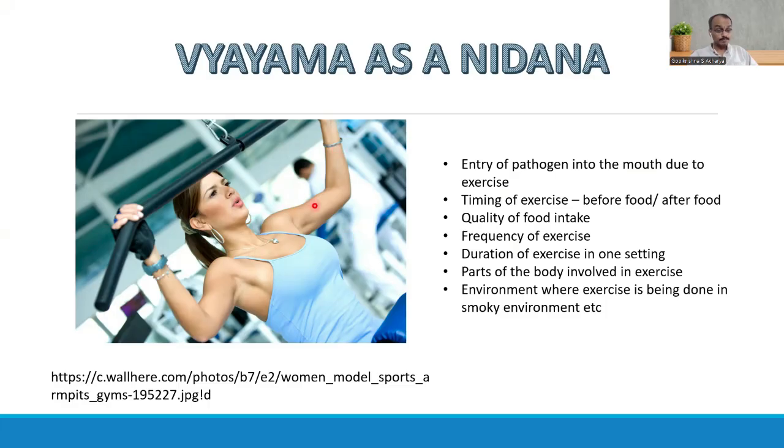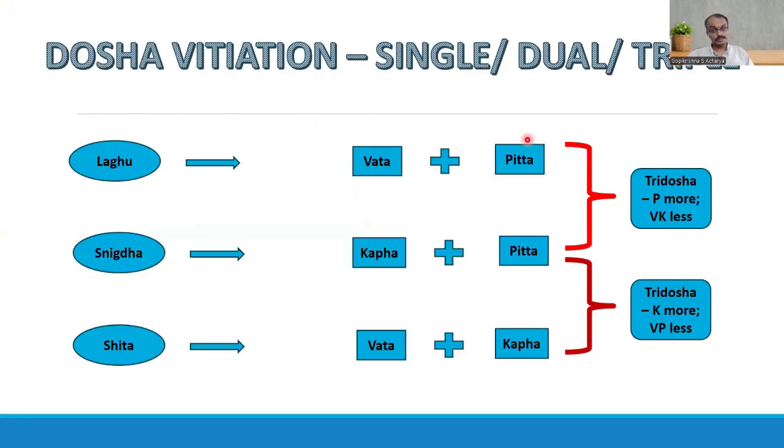In this situation, with the upper limb exercising, the blood supply to the upper limb will be more. Even though blood supply may be observed in other parts of the body, it will be much more increased in the upper limb. Hence, there may be the possibility of entry of pathogens into the upper limb more frequently. Then the environment where the exercise is being done, for example, a smoky environment. In that situation, smoke will be directly entering the nose, thereby having an impact on the respiratory system. In this way, we have to do the nidana analysis and its impact on the body functions and dysfunctions.